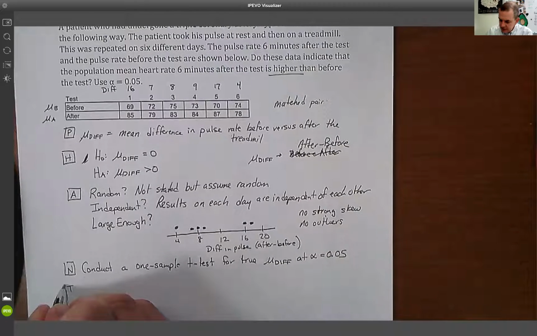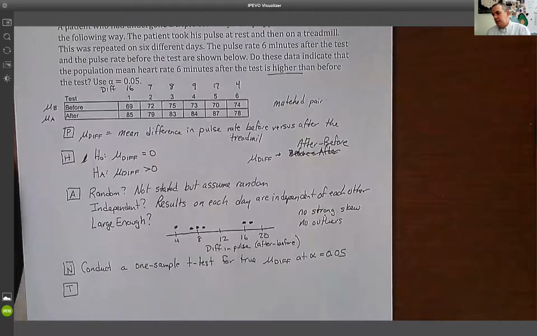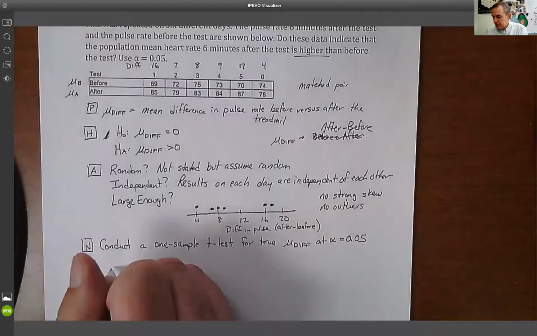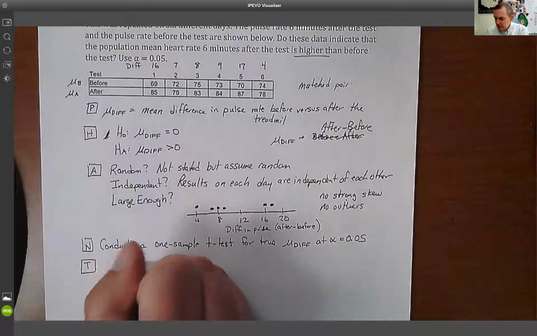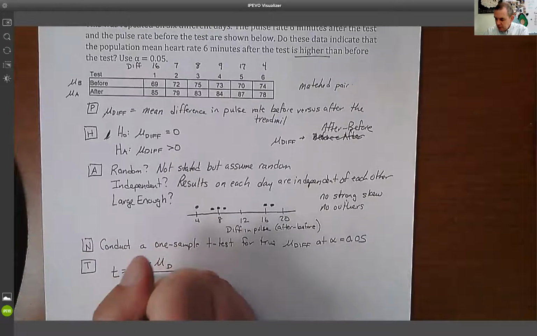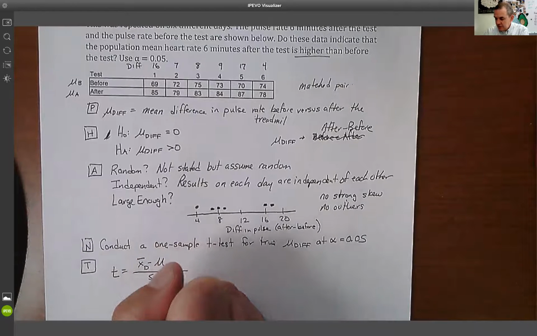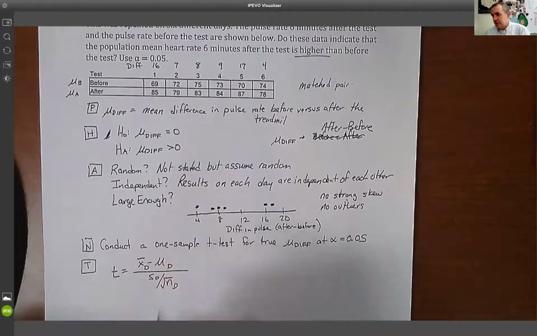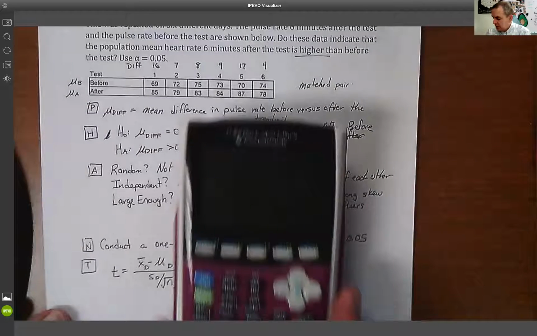And now we're going to do t. The way we're going to do t is we're going to get that formula and plug in the numbers. It's x bar minus mu, so it's x bar difference, mu difference, over the standard deviation of the difference over the square root of the sample size of the difference.